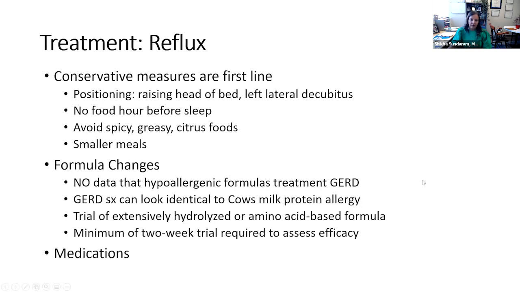So how do we treat reflux? That's probably really what matters the most, right? Conservative measures, if you will, are really first line. And so positioning can make all of the difference. And so in little ones, having them more upright or at an angle can really be helpful.